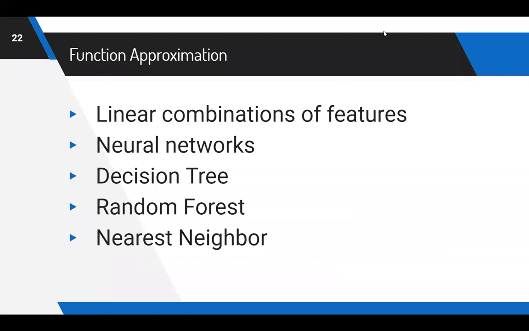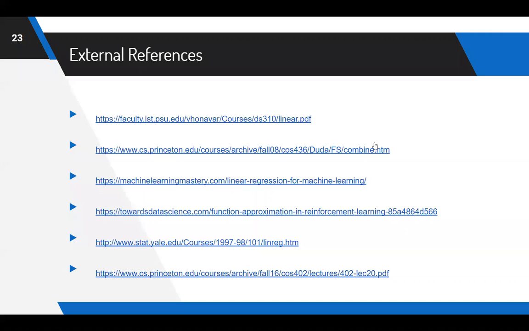Some of the attributes and uses: there are linear combinations of features, neural networks, decision trees, random forest, and nearest neighbor. We're going to go more into these later. And in our first project, you're going to get a chance to practice using the different regression techniques and even try a little bit of function approximation.